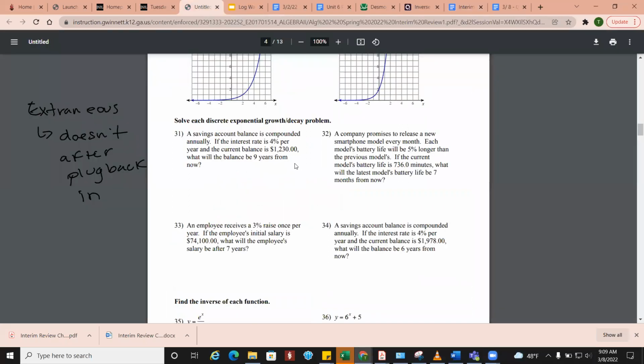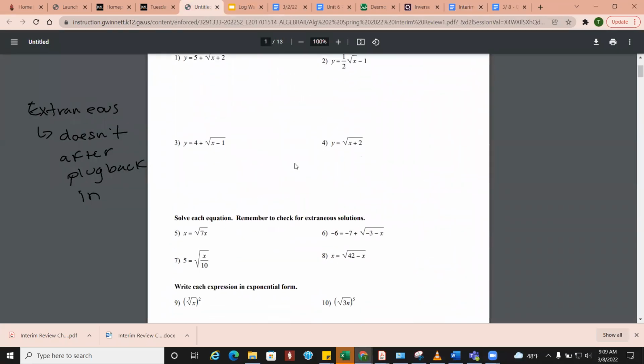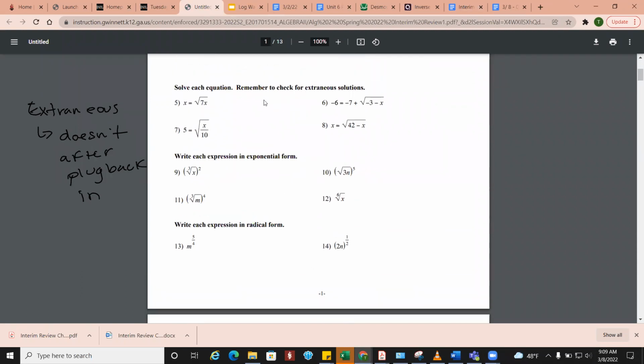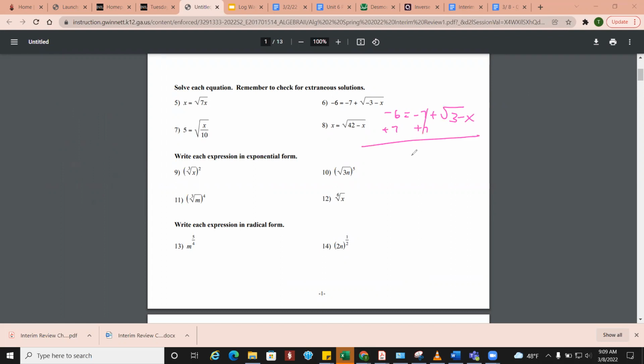I'm going to do number 6. On number 6, we're going to isolate a radical first. So we've got -6 equals -7 plus the square root of 3 minus x. I'm going to add 7 to the other side. That's going to give me 1 equals the square root of 3 minus x.